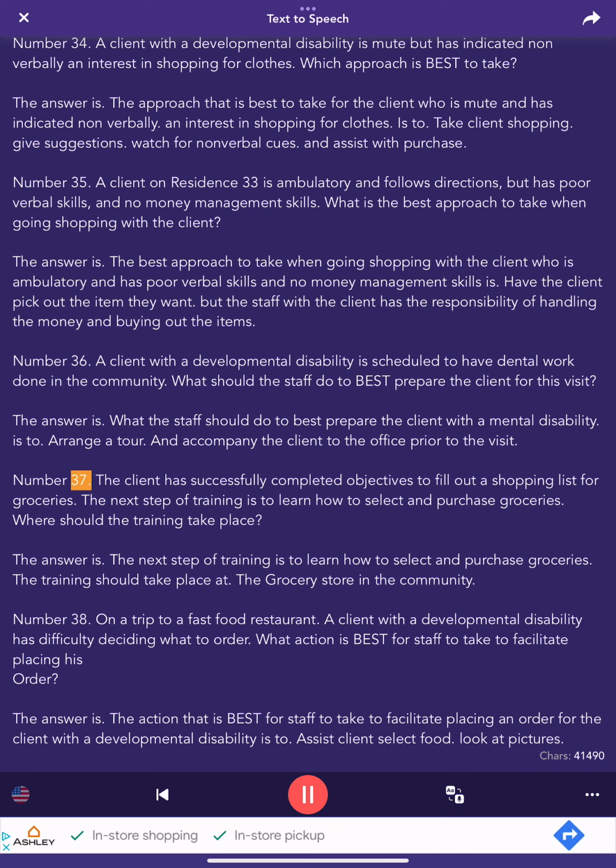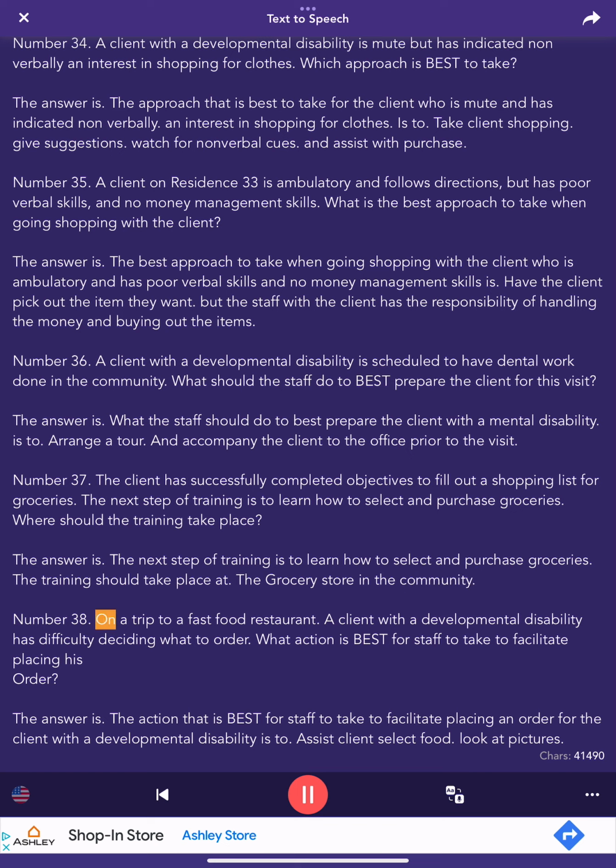Number 37. The client has successfully completed objectives to fill out a shopping list for groceries. The next step of training is to learn how to select and purchase groceries. Where should the training take place? The answer is, the training should take place at the grocery store in the community.